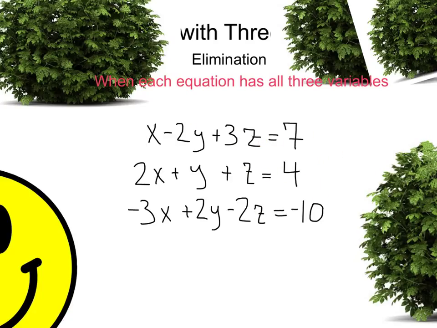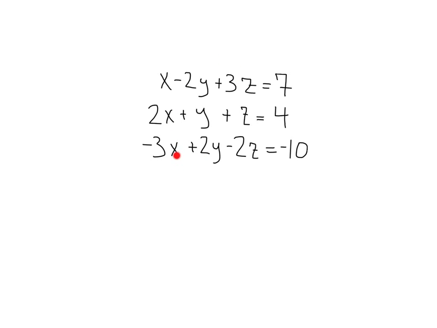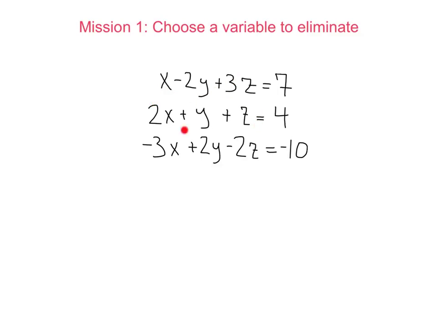Perfect. To solve these types of systems, we're going to use the same elimination tactics we used before to slowly eliminate our variables until we can solve for one, plug that back in, solve for another, and so on and so forth. Mission 1, we want to choose a variable to eliminate first. Now you can choose either x, y, or z. You'll kind of get a knack for finding out which one is going to make the problem easiest.